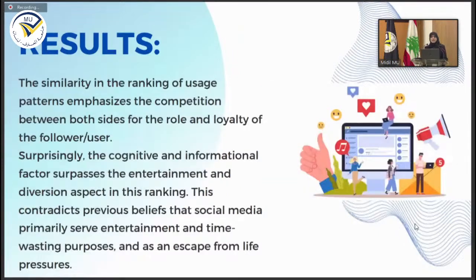This similarity in the ranking of usage patterns emphasizes the competition between both sides in the role and loyalty of the follower or the user. Surprisingly, the cognitive and informational factor surpasses the entertainment and diversion aspect in this ranking. This contradicts what was previously said, that you, as youth and media students, use social media for escapism or for entertainment only.